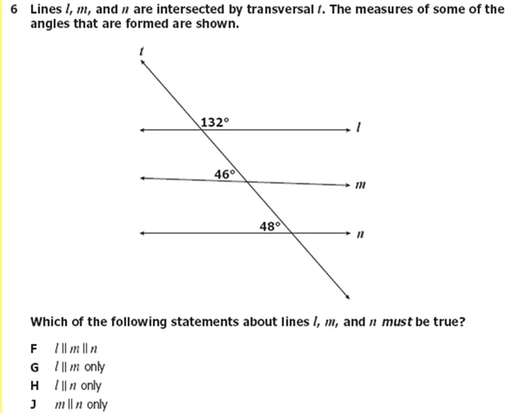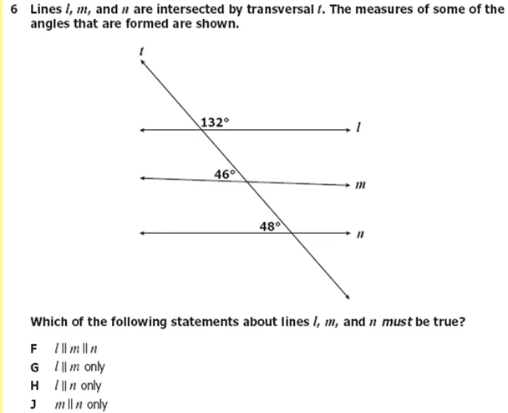This is a 2008 Geometry SOL, question number 6. Lines L, M, and N are intersected by transversal T. The measures of some of the angles that are formed are shown. Which of the following statements about lines L, M, and N must be true?